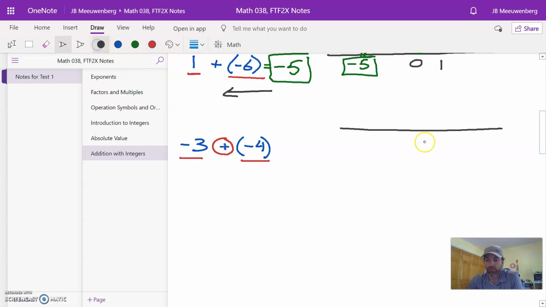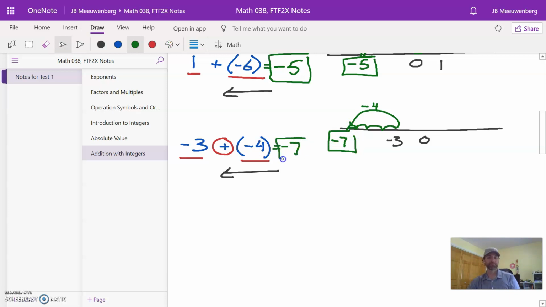So again, we start with 0. Put the 0 on the number line. Our first number, -3, I'm going to put right about here. And then we are adding -4. So again, we're going to the left. So I'm going to start at -3, and I'm going to go 4 more to the left. So it's taking us more negative, right? It's -3, and then 1, 2, 3, 4 more, which gets us down to -7. -3, -4, -5, -6, -7. So -3 plus -4 is -7.